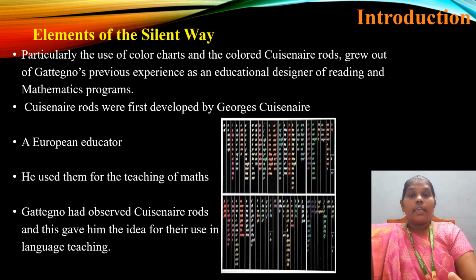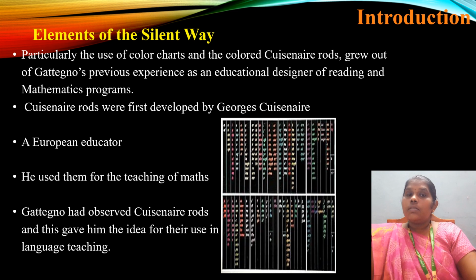So here we could see the elements of the Silent Way. Particularly the use of colored charts. It is also called Fidel charts. And also we will be using the colored Cuisenaire rods. It grew out of Gattegno's previous experience as he was the designer of reading and mathematics programs, where these particular Cuisenaire rods were first developed by Georges Cuisenaire, and then named after him, Cuisenaire rods. So Georges Cuisenaire, through that the name has come over.